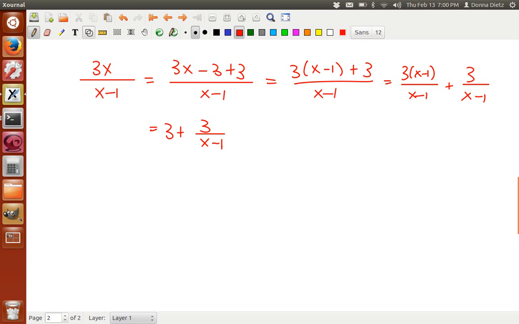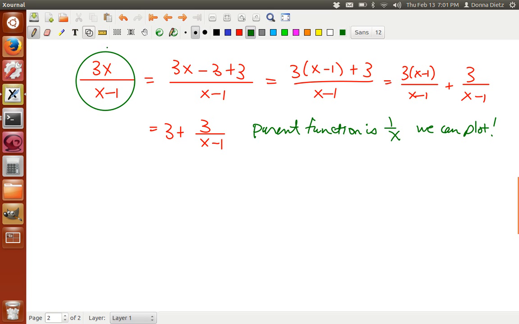And this matters because why? Because now I can plot that, because that's based off of the parent function 1 over x. Parent function is 1 over x. We can plot now. Whereas before we were going to have a little bit of trouble plotting this guy because it doesn't look like we have a parent function for that. Now we have a new technique.